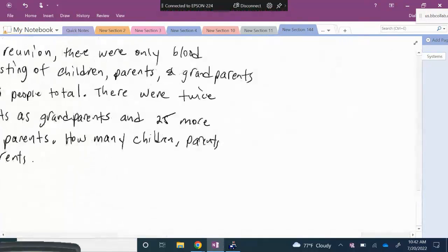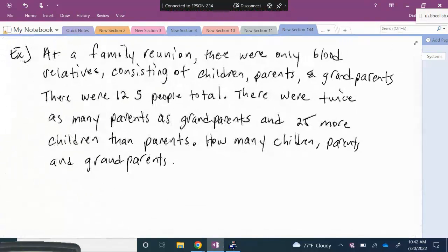All right, we're also going to take a look at this one. It says at a family reunion, there are only blood relatives consisting of children, parents, and grandparents. There were 125 people total. There were twice as many parents as grandparents, and 25 more children than parents. How many children, parents, and grandparents?